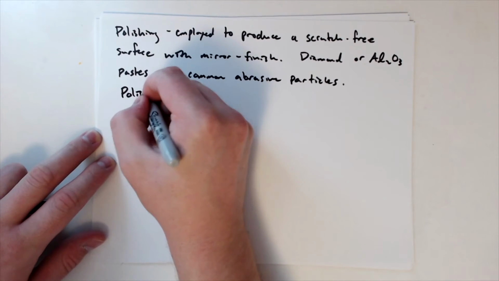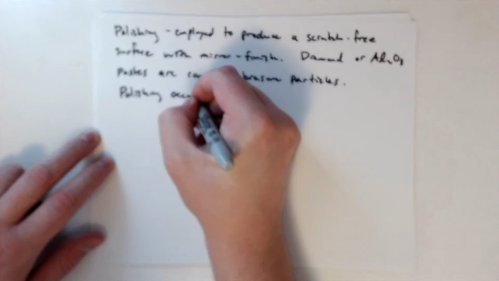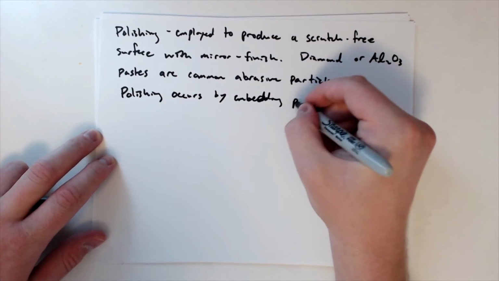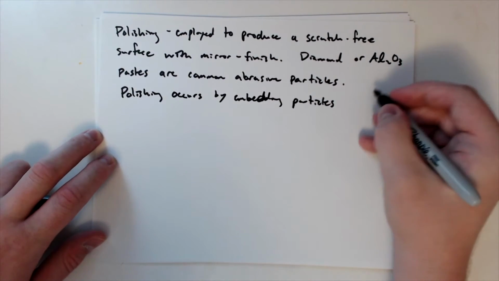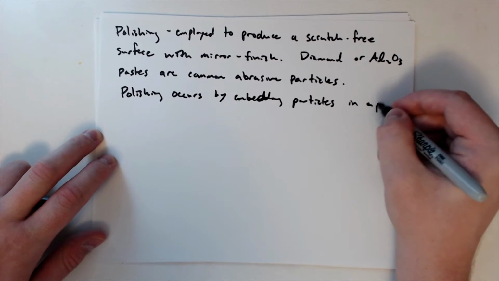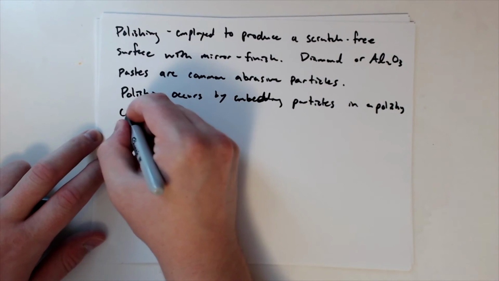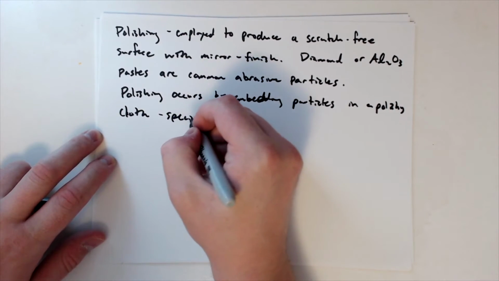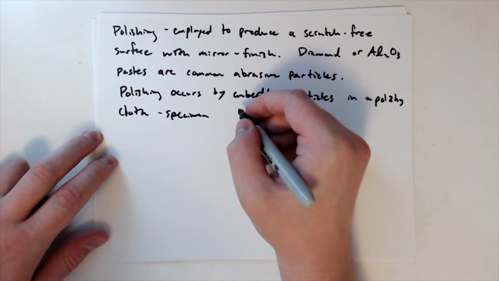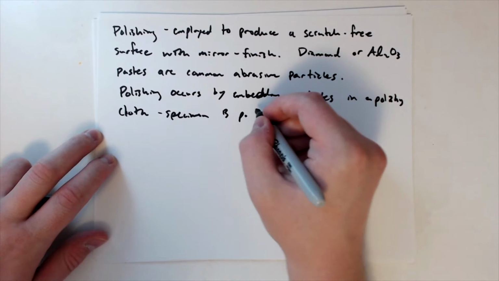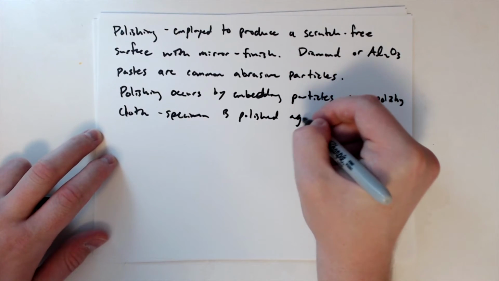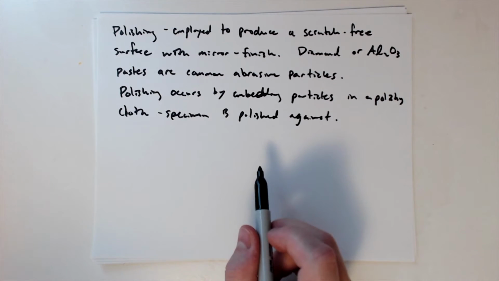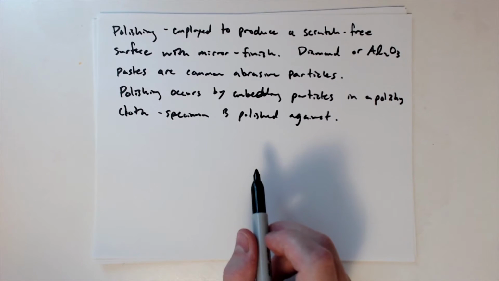So polishing occurs by embedding these paste particles in a polishing cloth. And then the specimen is held there and polished against. So it's really similar to grinding, which is why I've included these together. The main difference is just the type of abrasive that we use.